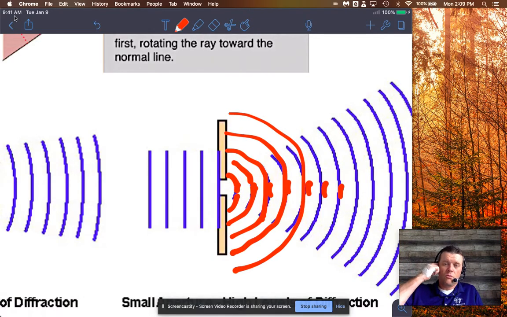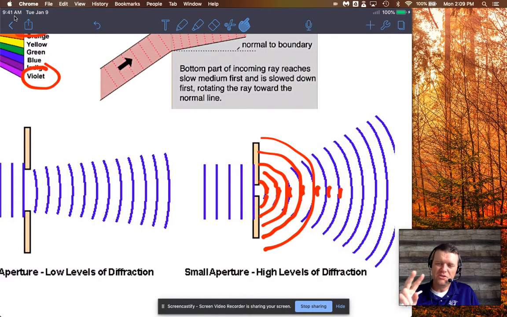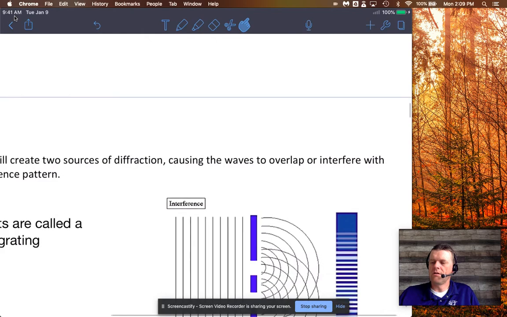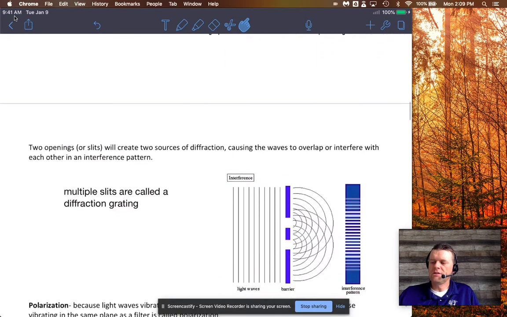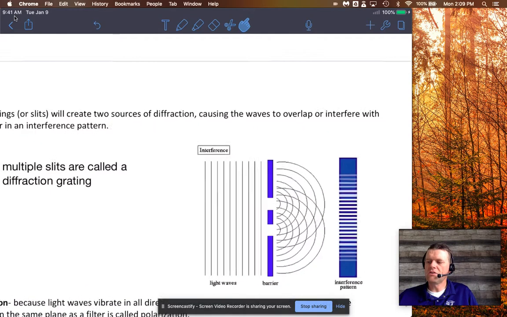And this is a wave phenomenon. So all waves exhibit this: sound waves, light waves, any wave you can come up with will exhibit this property called diffraction. And what's neat though is if you get two openings. So this is just one opening. If you get two, I'm just going to jump down here. Two openings or narrow slits will cause two sources of diffraction, and then they interfere with each other.